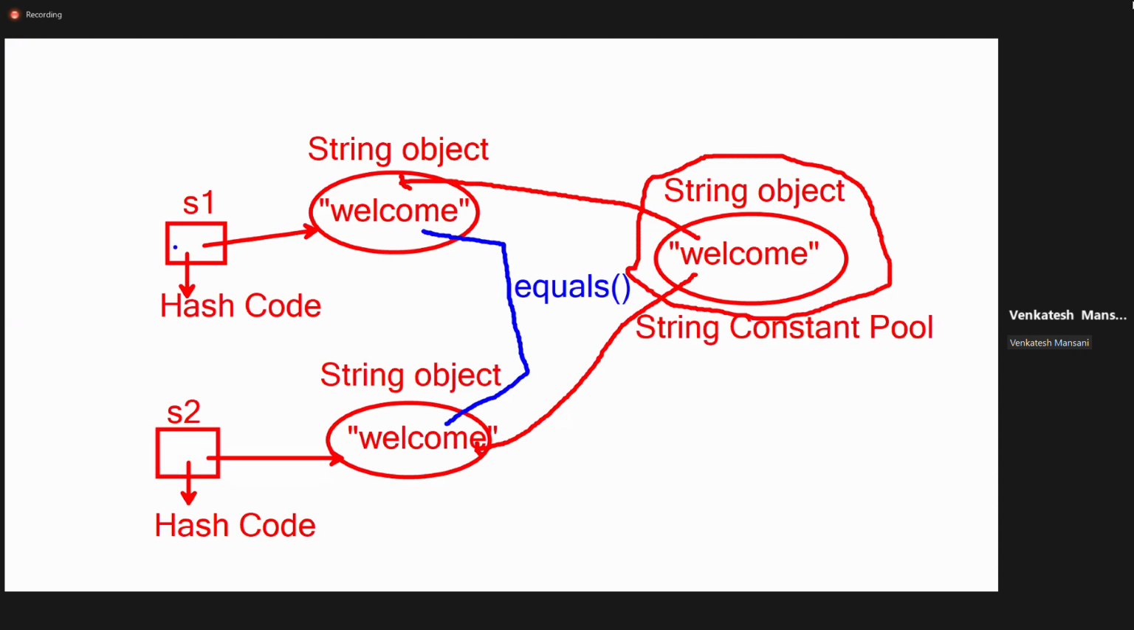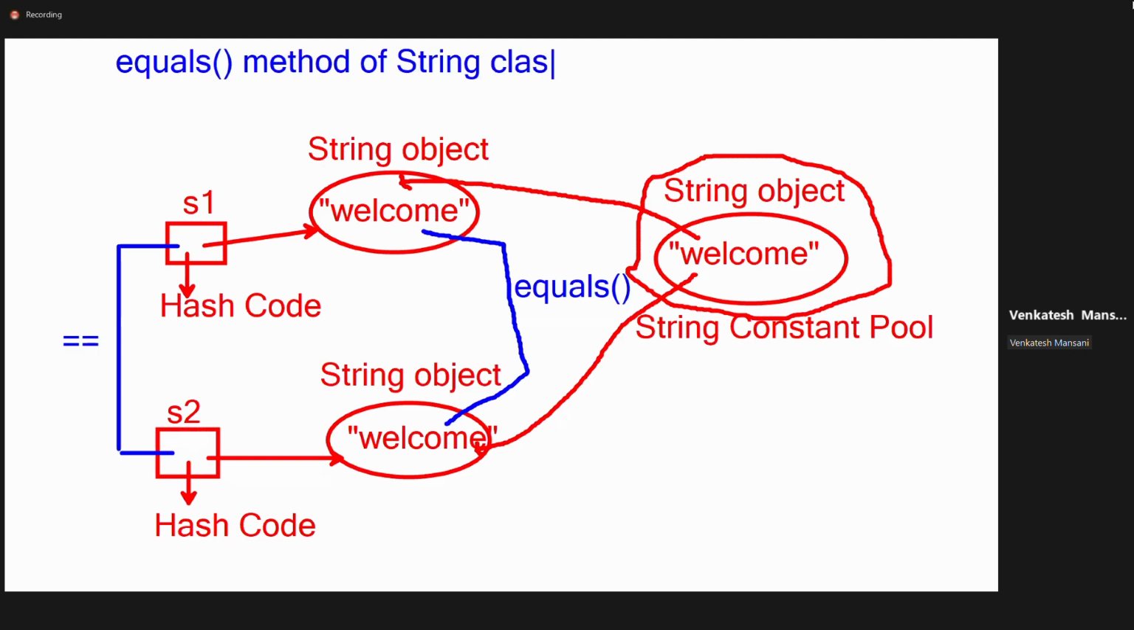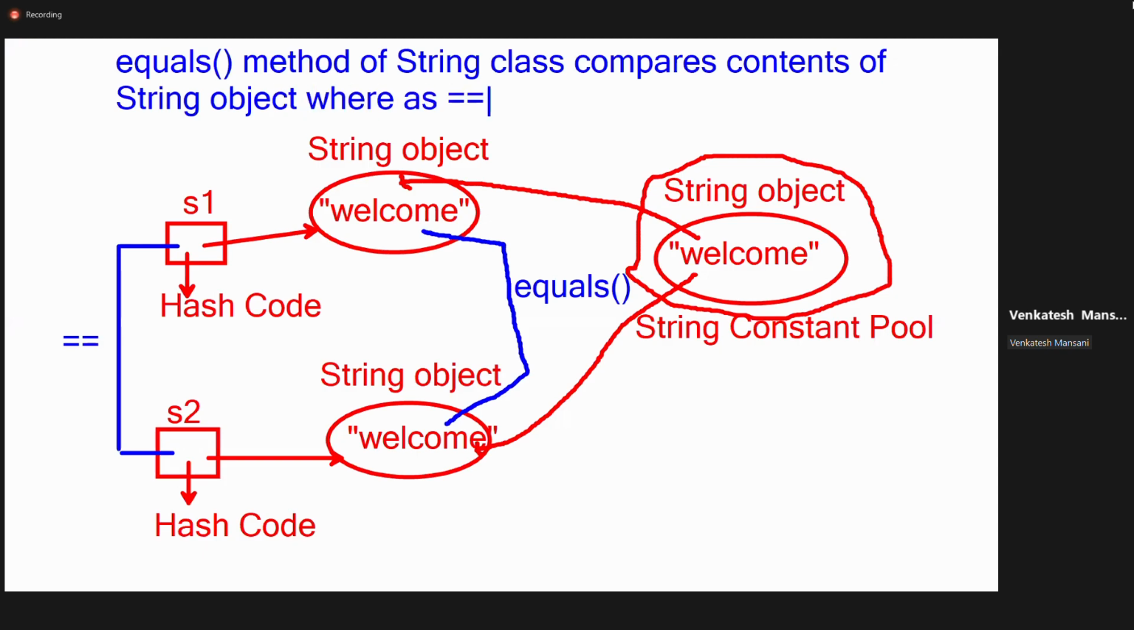The equals operator compares the hash code here. Same or different? Different. That's why false. So the equals method of the String class compares the contents of string objects, whereas the equals operator compares the hash code. That is the difference. That's why you are getting true and false.